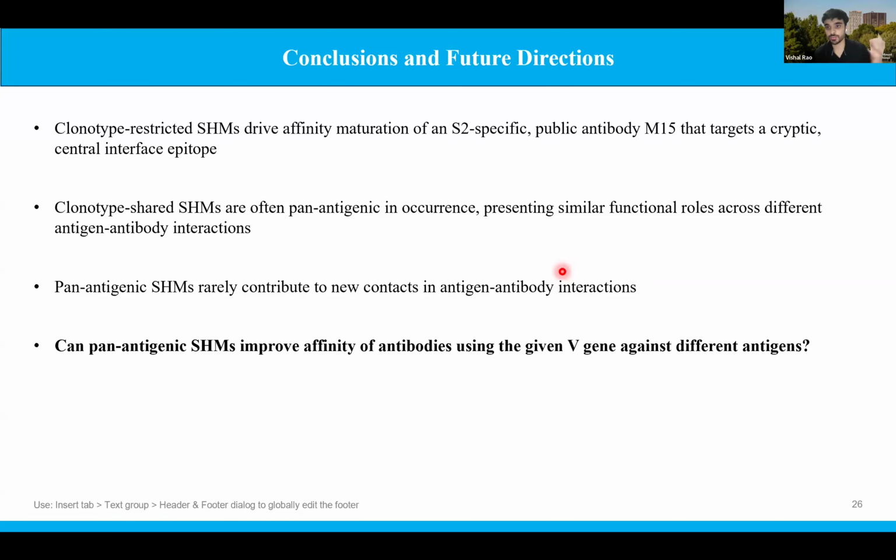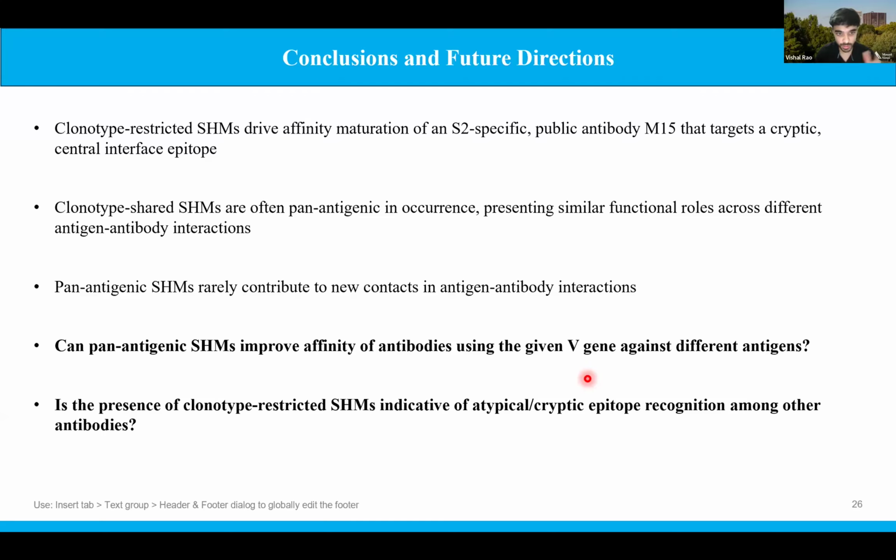Now, this is still the tip of the iceberg, and we're digging into this further to see what role these pan-antigenic mutations can play when we introduce them to different germline backgrounds. Are they sufficient to improve affinity for different germlines against different antigens, or are they mostly neutral bystanders? On the other side of the story, we're looking at deeper spike-specific repertoires to see if there are more such antibodies where clonotype-restricted mutations are indeed driving maturation and are indicative of binding to atypical or cryptic epitopes like M15.